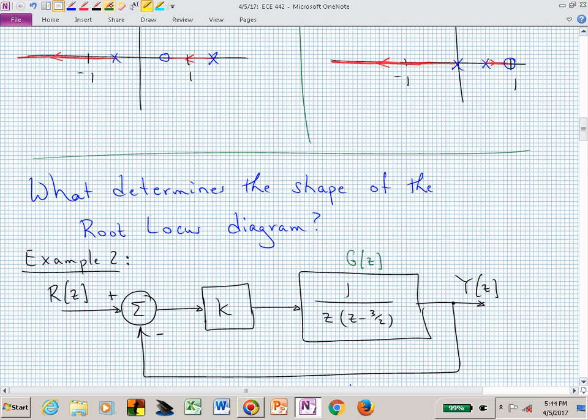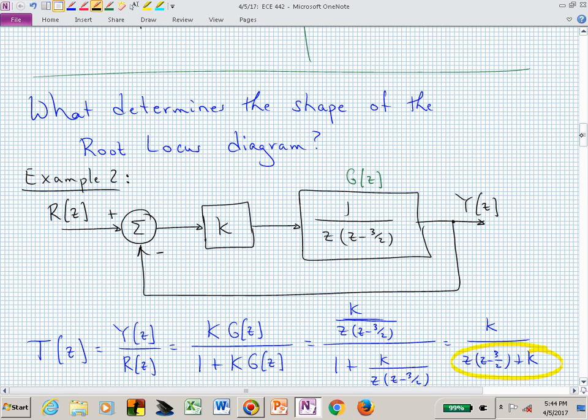And I hope now you're starting to think about, how can I determine this structure of my root locus? What do I need to do, or how can I sketch those 6 patterns based on the patterns of poles and zeros in my system controller combination? Here's a different system. What's going to determine the dynamic behavior of that system?